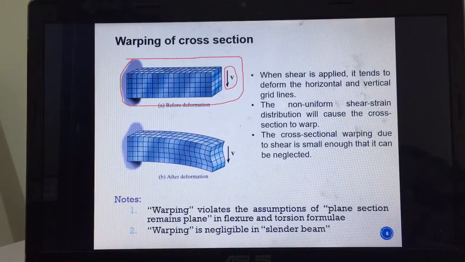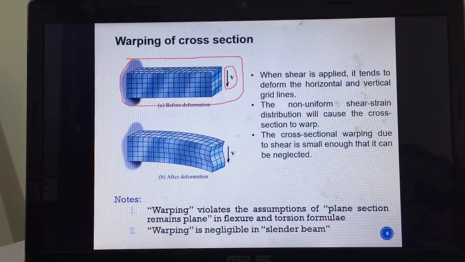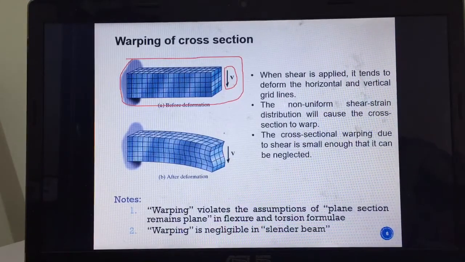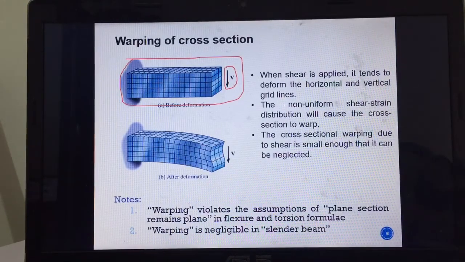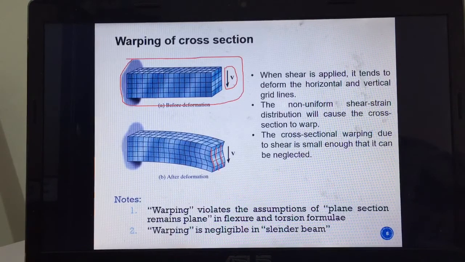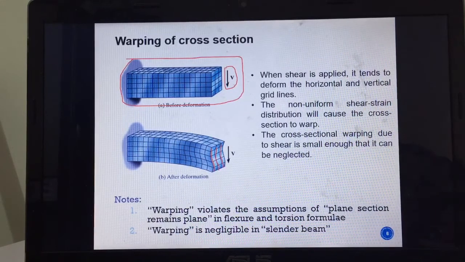So what will happen is that these lines, the horizontal and vertical grid lines, will deform and it will wrap like that. See? Okay. Why is this important? Why is this discussion important?